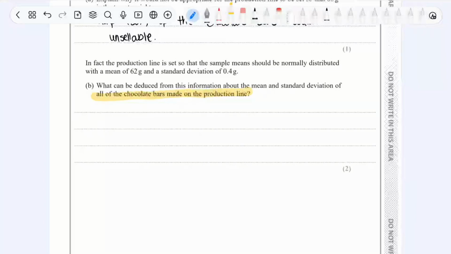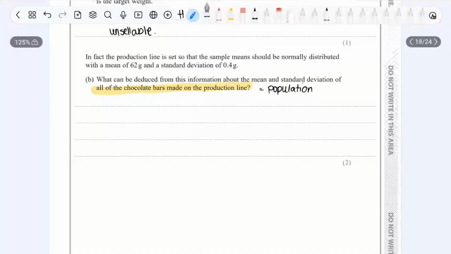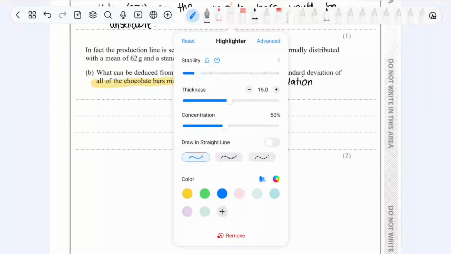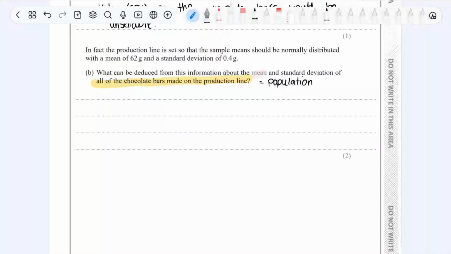I need to refer to this as the population, and the population is again everything you're interested in, and this is all the bars on the production line. And then you've obviously got your sample, which is the subset of data which you select. Now what can we deduce about each of the mean and the standard deviation? 2 marks and 2 rough points that we're going to base it around.